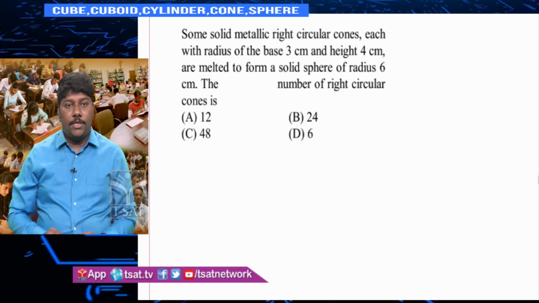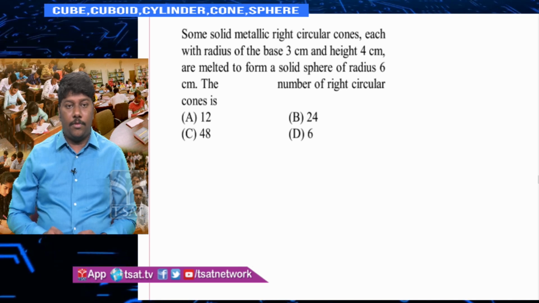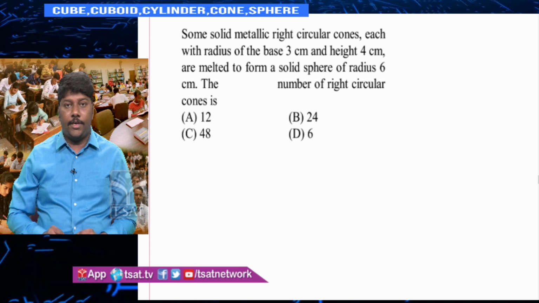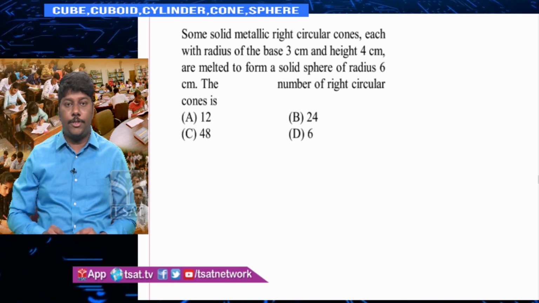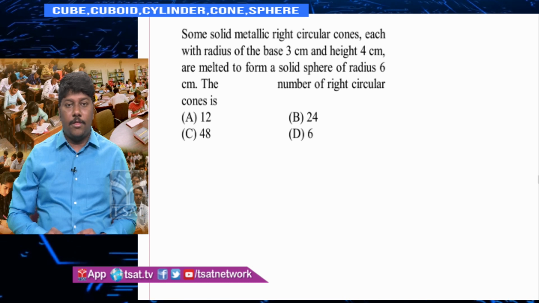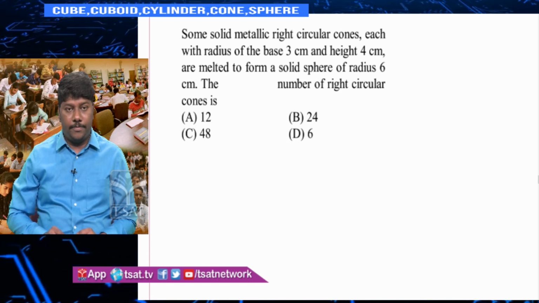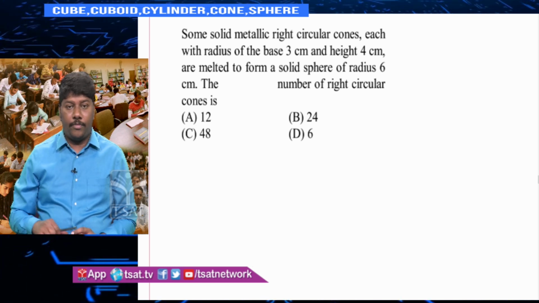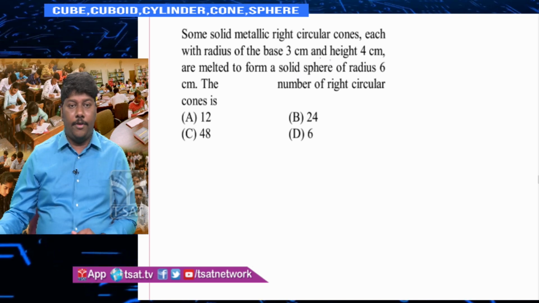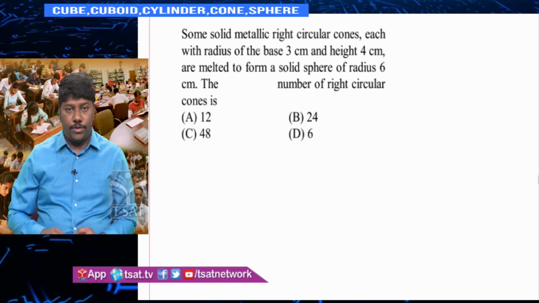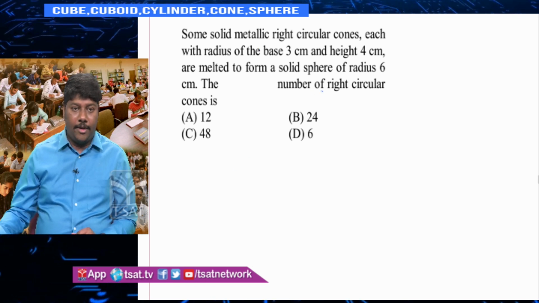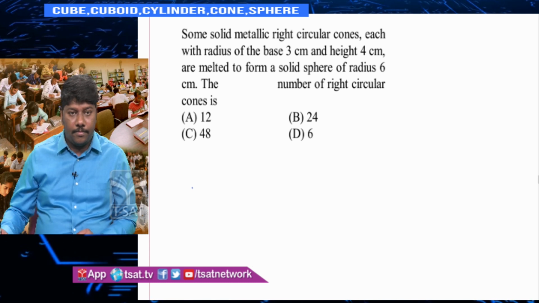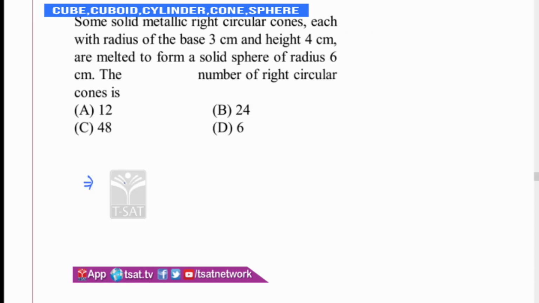Look at this question. Some solid metallic right circular cones, each with radius of base 3 cm and height 4 cm, are melted to form a solid sphere of radius 6 cm. The number of right circular cones is? So you are melting the solid metallic right circular cones and forming a sphere. He is asking you the number of right circular cones. Let us say n into the volume of a cone, 1/3 of pi radius of the cone.